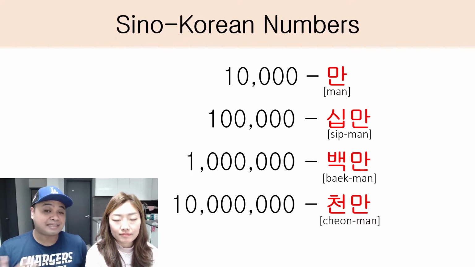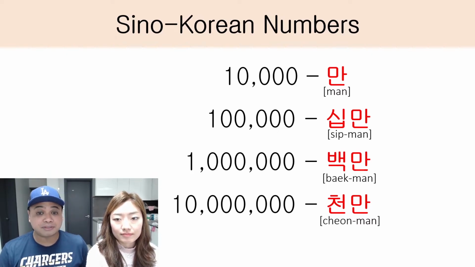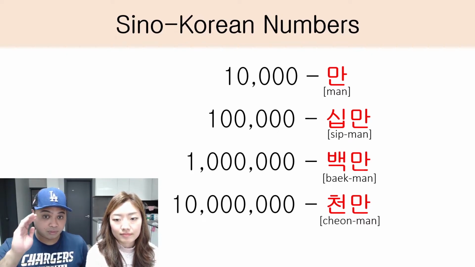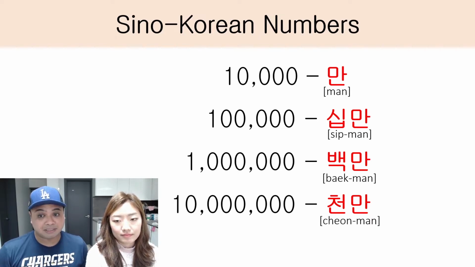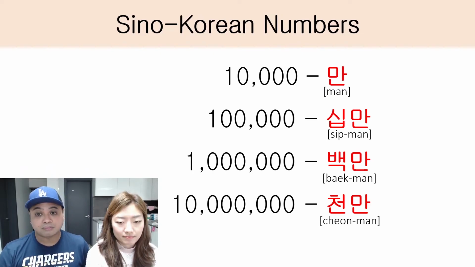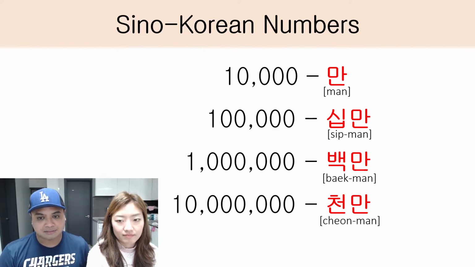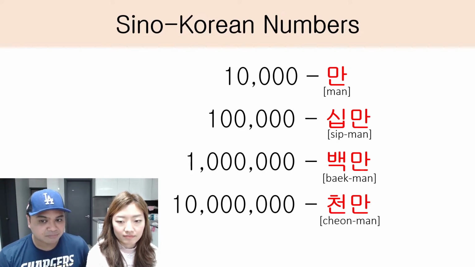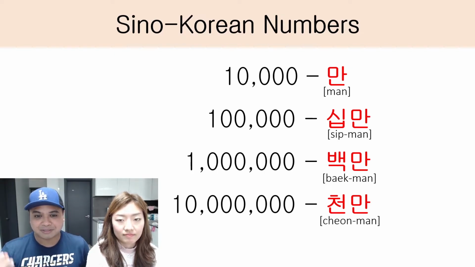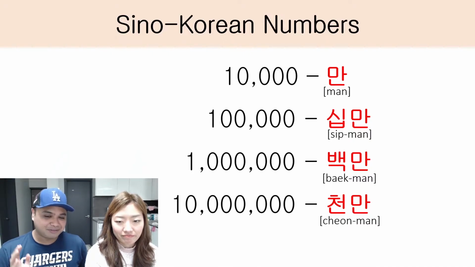When we're counting numbers higher than 10,000, you're going to use man. So to say 100,000, you need to say shipman. And then to say 1 million, we have a word for 1 million, but in Korea, there's not. So we need to say 백만. Then to say 10 million, we need to say 천만. So 10 10,000s or 1,000 10,000s. That is so confusing, I know, but living in Korea, you're going to get used to it.